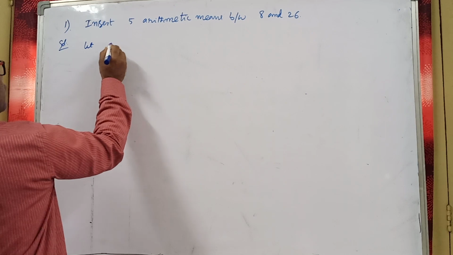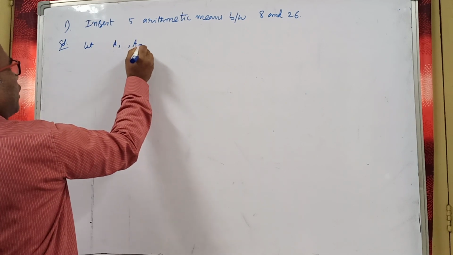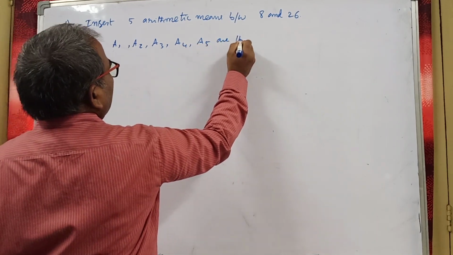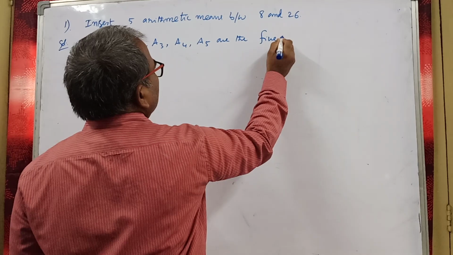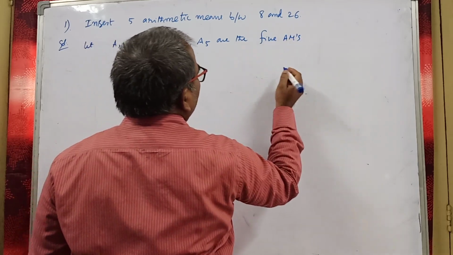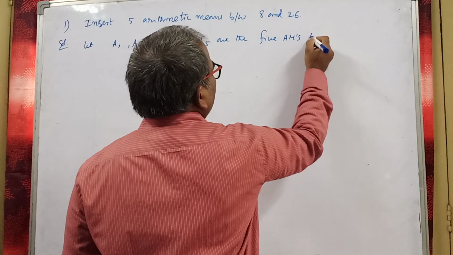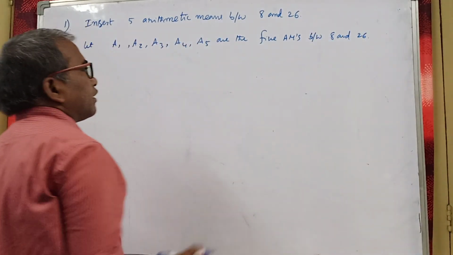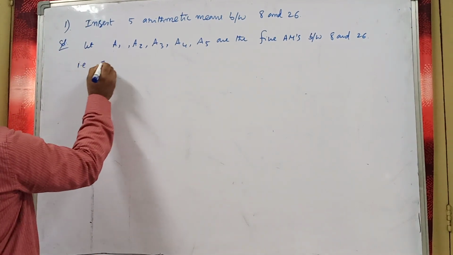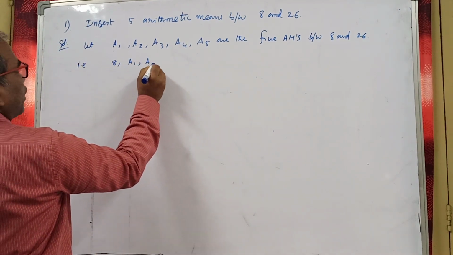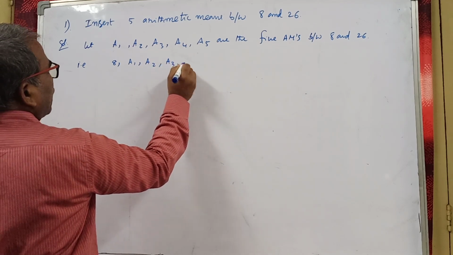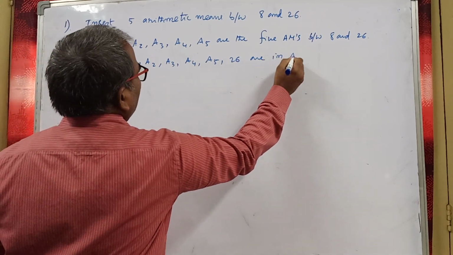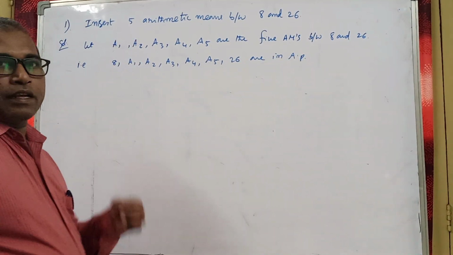So let A1, A2, A3, A4, A5 be the 5 arithmetic means, 5 AMs between 8 and 26. What does it mean? That means 8, A1, A2, A3, A4, A5, 26 are in AP.